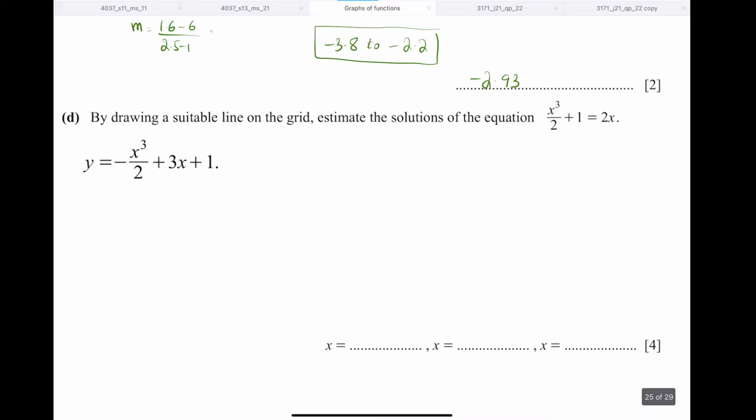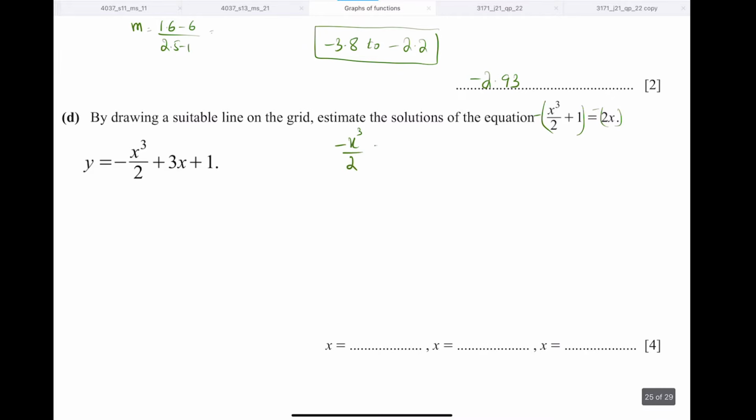Let's see. This is the curve that we have drawn, y equals minus x cube upon 2 plus 3x plus 1. And here we have x cube upon 2, plus 1, equals 2x. When you start comparing, you'll notice this is x cube upon 2 and this is minus x cube upon 2. So before I do anything else, I need to multiply both sides by minus. When I do that, this is what we end up with.